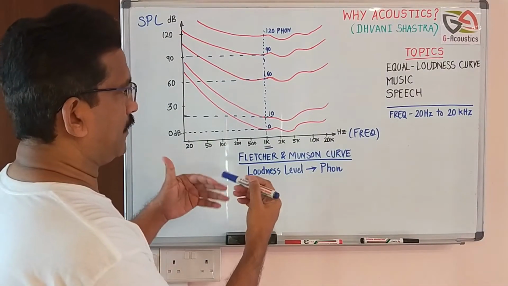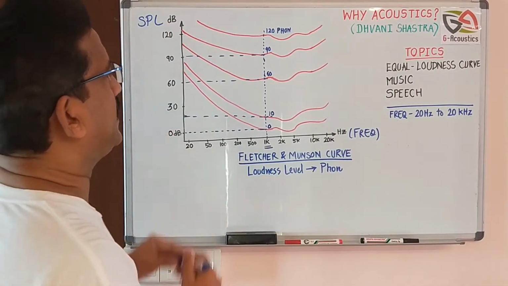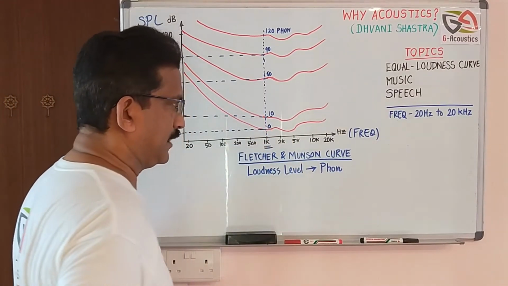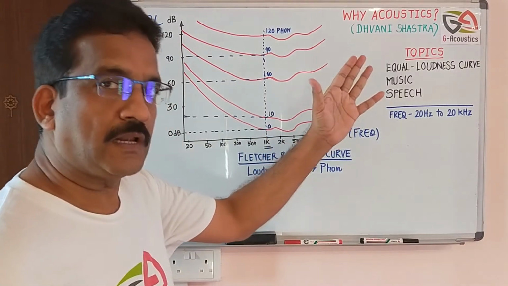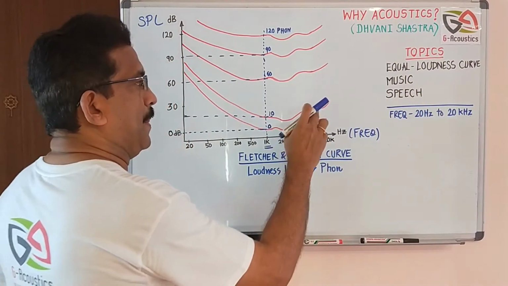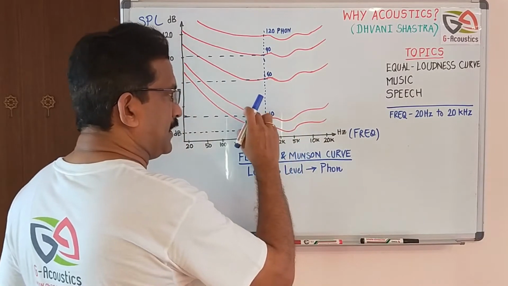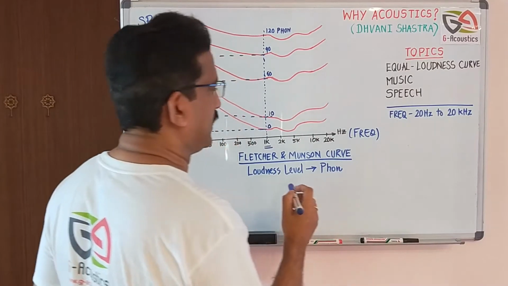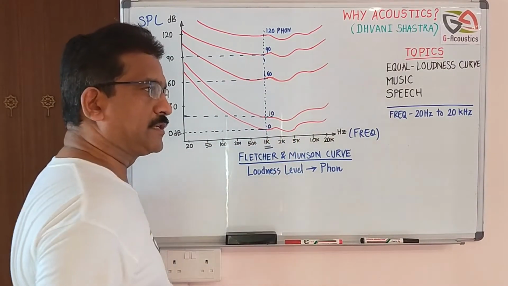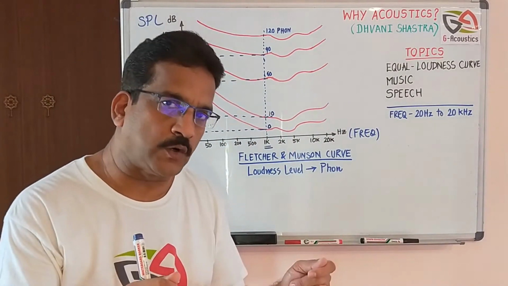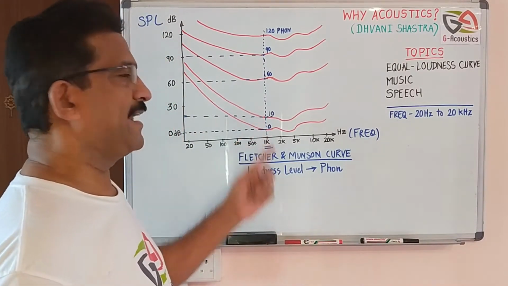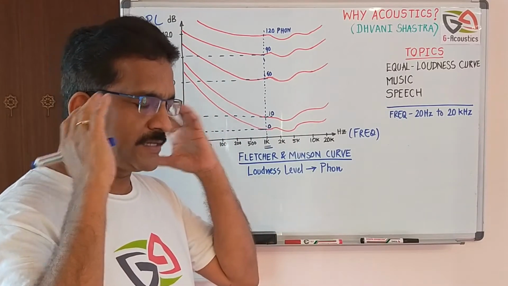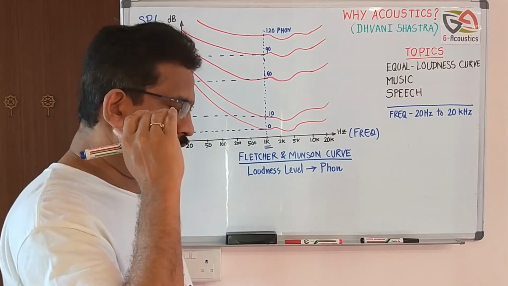Now, a little bit of understanding what it really means. Let us see the 10 phon curve. Equal loudness curve means this curve determines equal loudness at different frequencies. Let me make it more clear. At 1 kilohertz, for example, you are listening to a 1 kilohertz tone at 10 dB. Say you're closing your eyes and you're listening to this frequency at 1 kilohertz.